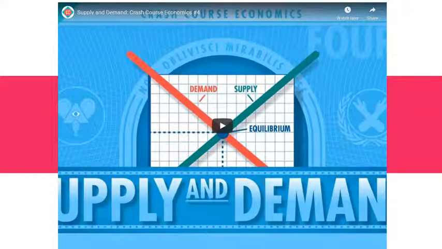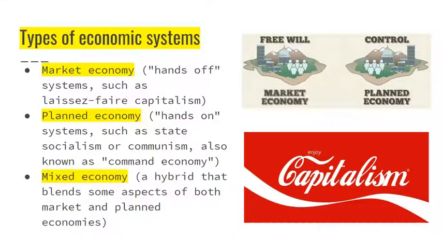Okay, so supply and demand, very, very important in building a business. When looking at types of economy, we need to take a good look at the three different types of economy. Market economies, such as capitalism, and I would say that we qualify as a market economy. They definitely believe in laissez-faire.